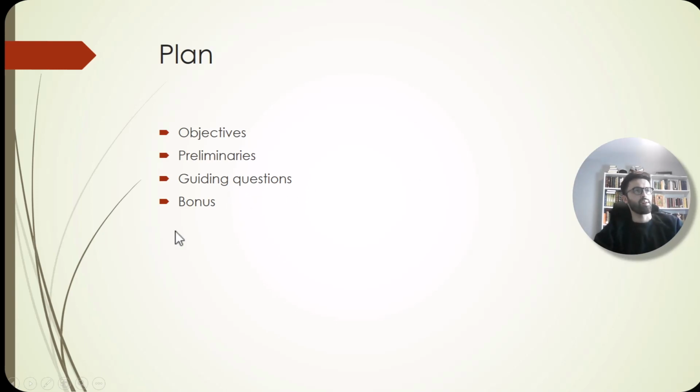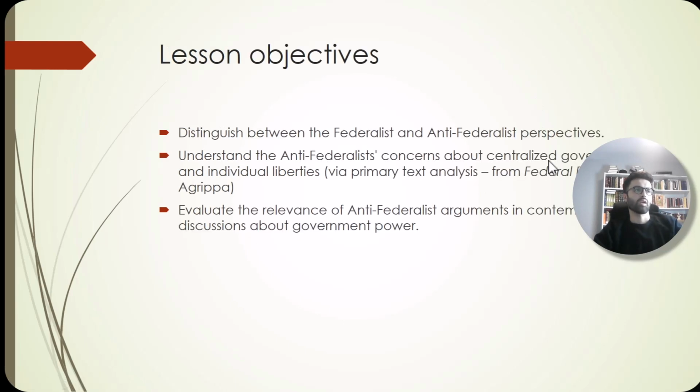So the plan is as follows. We're going to first look at the objectives of today's lesson, and then I'm going to deal with some preliminaries, which I'll introduce in a moment, and then I'm going to leave you with some guiding questions to think about as you work on the assignment. And also I'm going to put forward a kind of bonus question which you could do for extra marks or something like that.